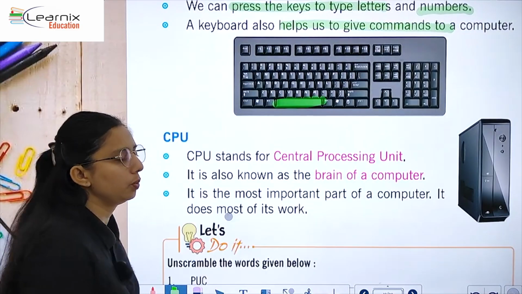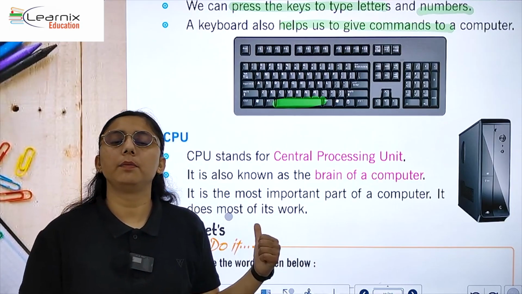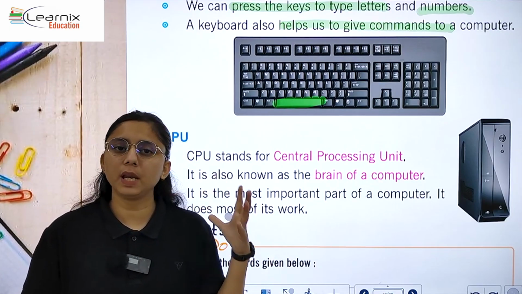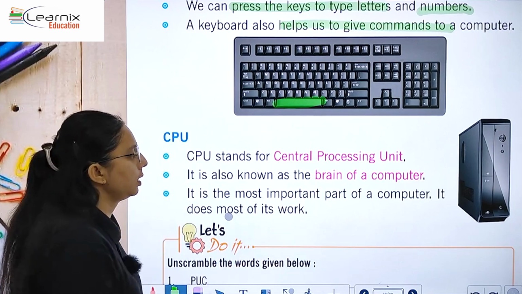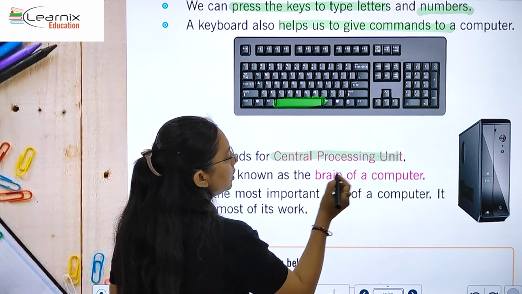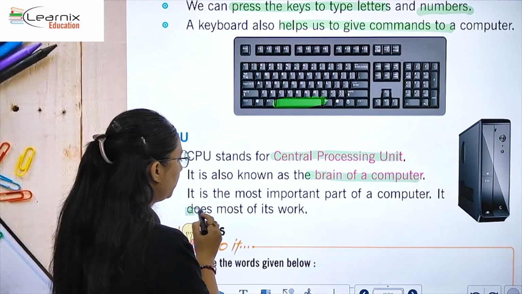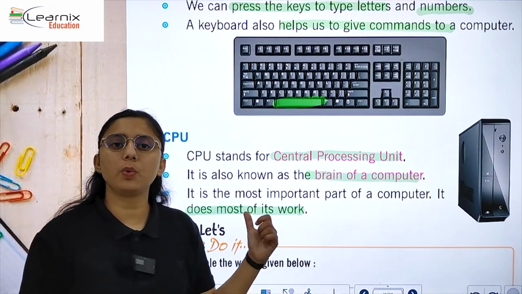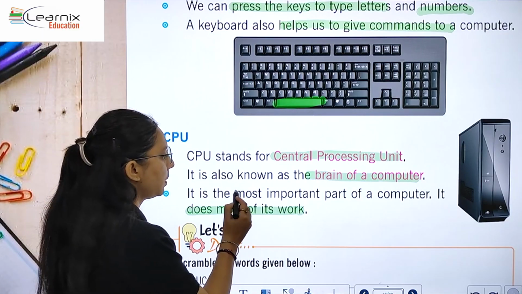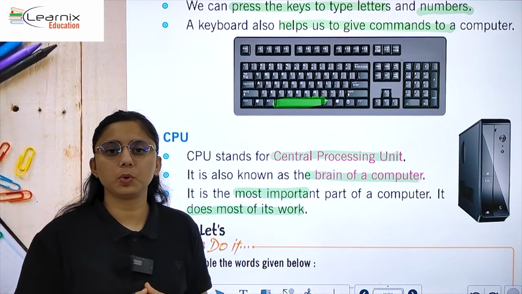Now we have CPU, which is known as Central Processing Unit. It is the brain of the computer. Like we have a brain, the CPU is also the brain of computer. It is the most important part of computer. It does most of its work. It's a very important part, and most of the work is done by your CPU.